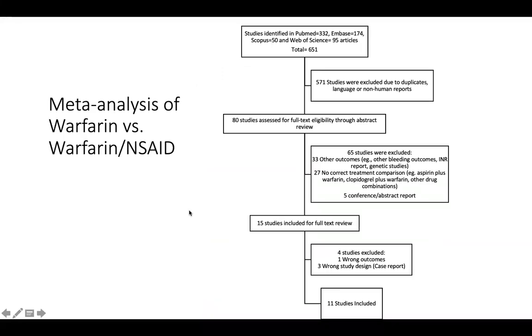Yeah, here, for the purpose of conducting this, we followed the MOOSE guidelines, which are guidelines to run meta-analyses for observational studies. So we went into PubMed, Embase, and Scopus, as you can see there. And then we collected a total of 651 studies. And after applying all the exclusion criteria that we had, we ended up having 11 studies. Most of those studies were retrospective studies and case control studies. So the next one.